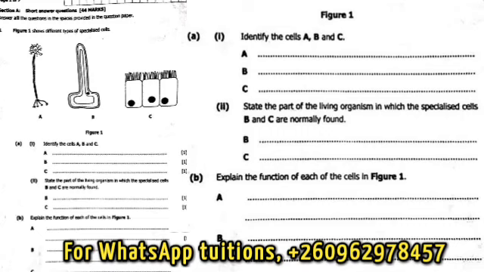Question A2, state the part of the living organism in which the specialized cells B and C are normally found. Where do you find B? Where do you find C? So, B is a root hair cell. Where do you find this one? In roots. In plants' roots. What about C?